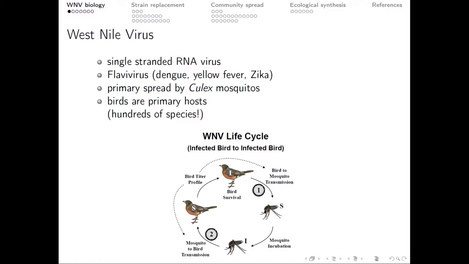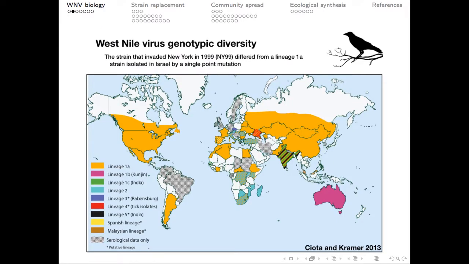We're going to be interested in trying to synthesize data that we have on all of these steps. How much virus does the bird have in its bloodstream? How long does the bird survive when it's infected? How long does the infection persist in the bird? What's the probability that a mosquito that bites an infected bird gets infected? How long does it take to become infectious? Does it survive that long? And finally, what are the chances that it bites another bird and successfully transmits the infection? So if we want to understand disease spread, we need to try to follow the whole life cycle.